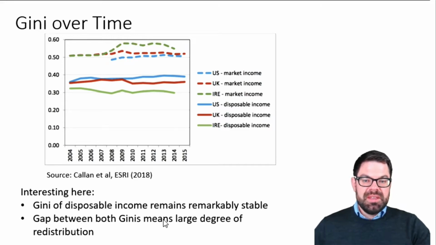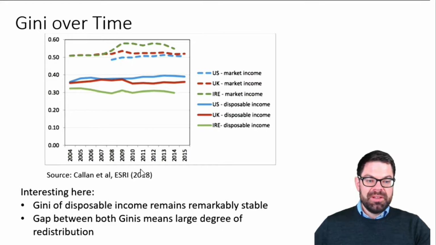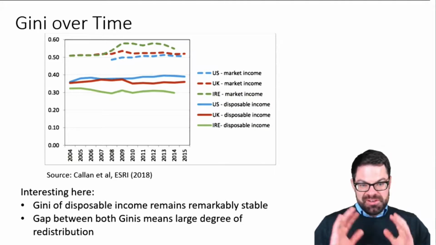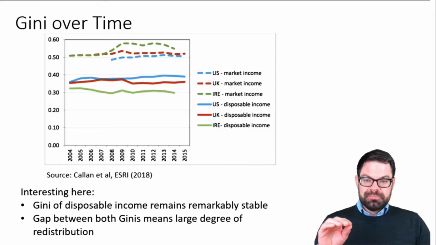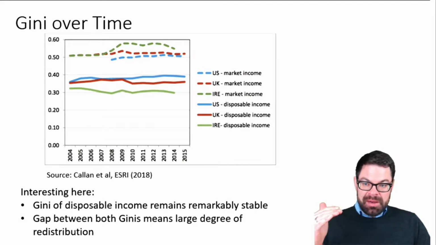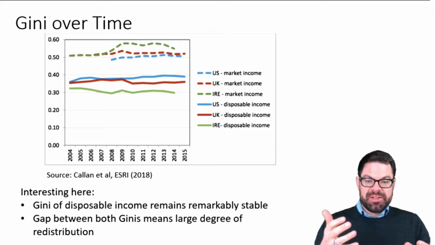So here you can also see the Gini in different countries. The ESRI here in Dublin actually does very, very good work. So they almost every year have a report on inequality in Ireland where they present different measures, not only the Gini, but there's always the Gini somewhere. And you can see here the development of the Gini in Ireland, the UK, and the US. And again, the Gini in market income and the Gini in disposable income, so after taxes and transfers.